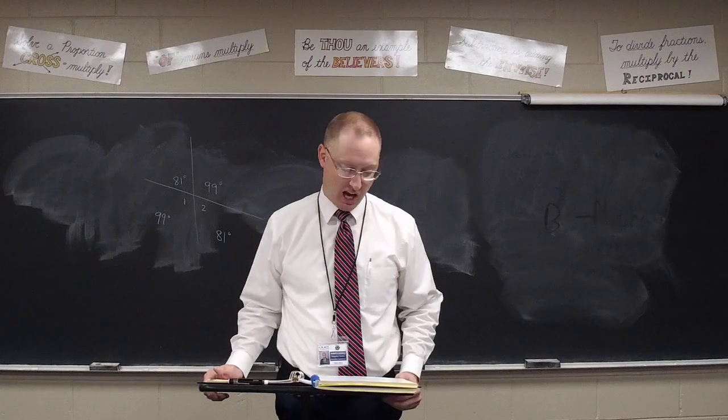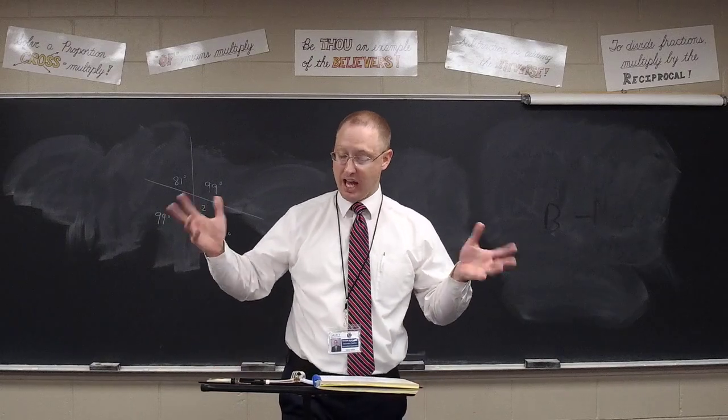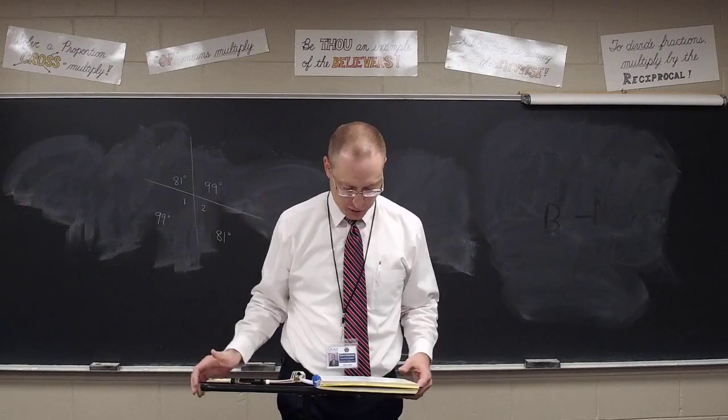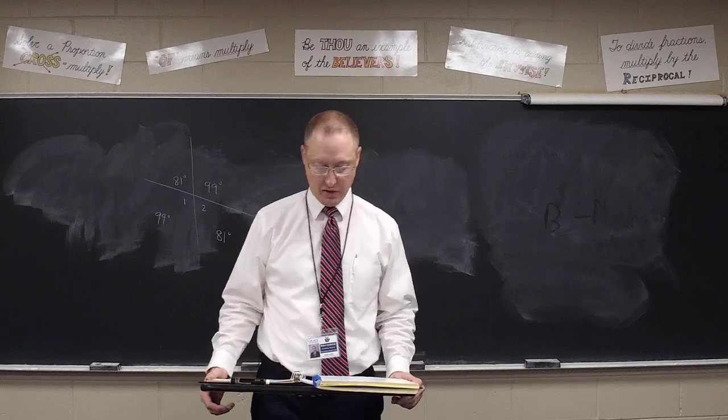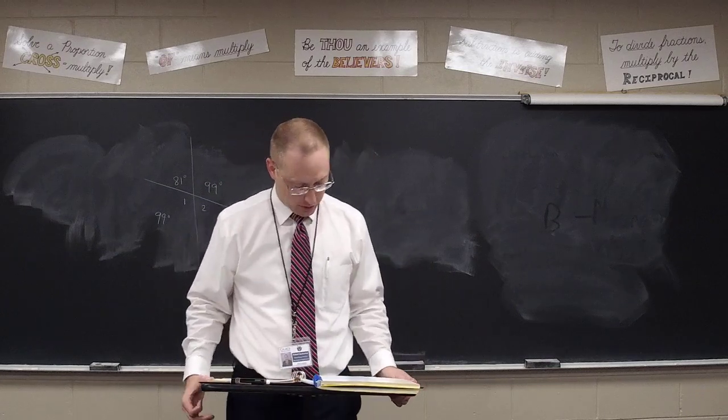A. The rhombus. The octagon, class, has how many? 8. The pentagon has 5. So the rhombus is the only quadrilateral that they listed there. Lots of different quadrilaterals, though.